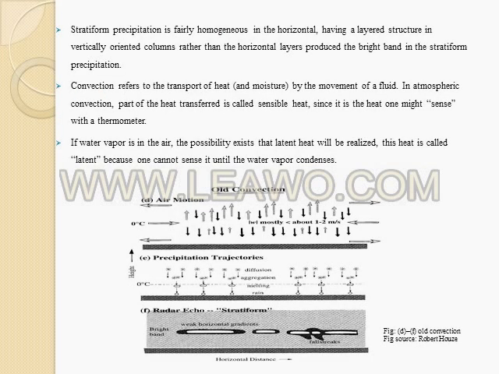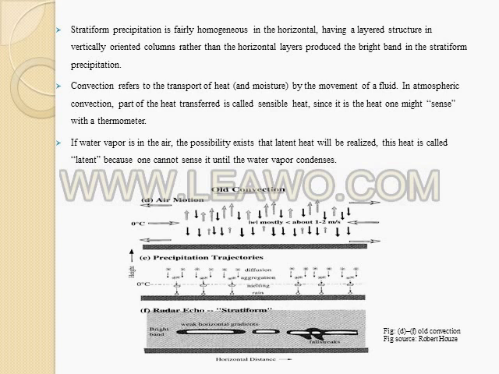The stratiform precipitation is fairly homogeneous in the horizontal, whereas convection has vertically oriented columns rather than the horizontal layers produced by the bright band in stratiform precipitation. Convection refers to the transport of heat, and we can say the transport of moisture also, by the movement of the fluid. In atmospheric convection, the part of the heat transfer that is known as sensible heat is heat that might be sensed with a thermometer. That's why we call it sensible heat.